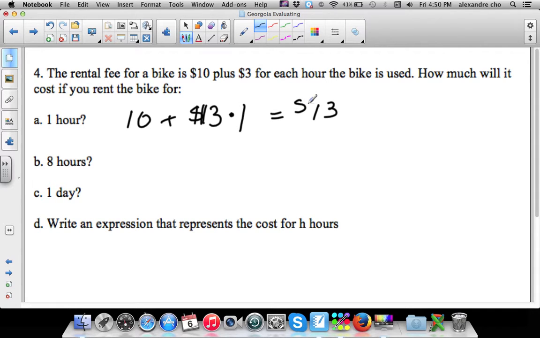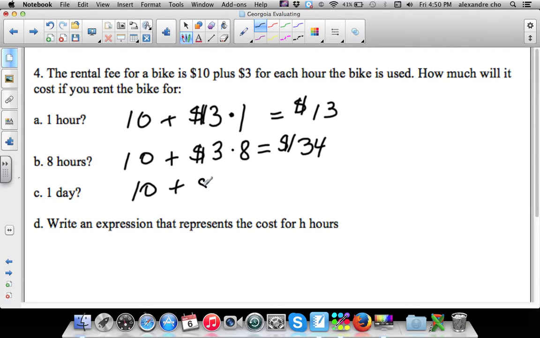Okay. Second one, what happens if you ride the bike for 8 hours? Well, again, you're going to pay $10 no matter what. And then they're going to charge you $3 times the number of hours, which is 8. 3 times 8 is 24 plus 10. We end up paying $34. And for 1 day, whew. So again, you're going to pay $10 no matter what. And then a whole day has 24 hours. So you're going to pay 3 times the number of hours in a day, which is 24. And 3 times 24 is 72, plus 10. It'll give you a total of $82.